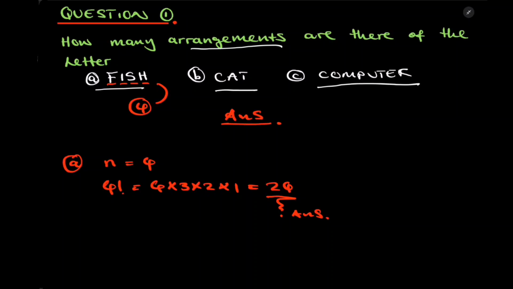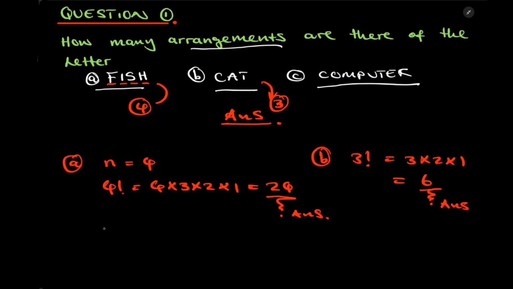Okay. For CAT, it has a total number of 3 letters. And that would be 3 factorial, which is equal to 3 times 2 times 1, and that would be equal to 6 as the total number of arrangements that can be made from the letters C, A, T.